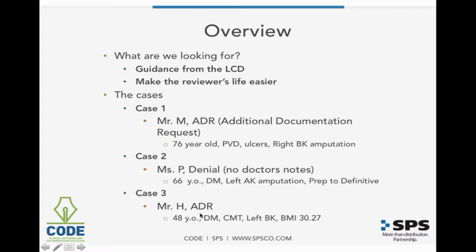And then case 3 is Mr. H. He's kind of the outlier. This is still Medicare, but he's 48 years old, with diabetes and Charcot-Marie-Tooth, which is an interesting combo, on the right side, and then a left BK. Obviously, he had CMT on both sides before he was an amputee.